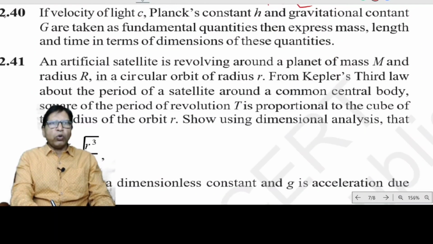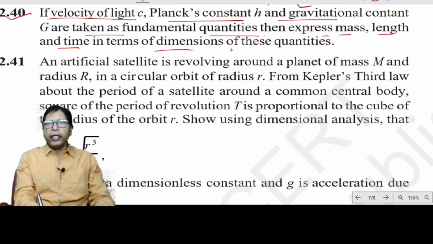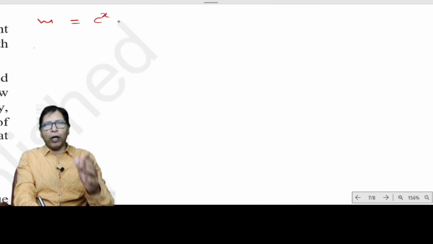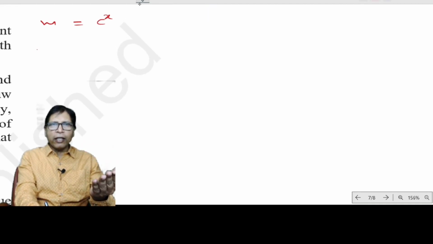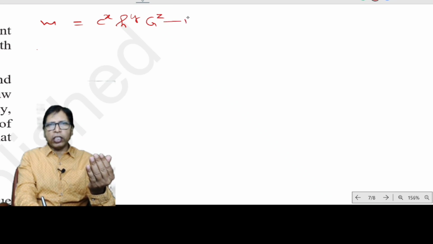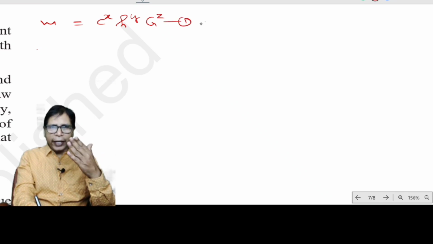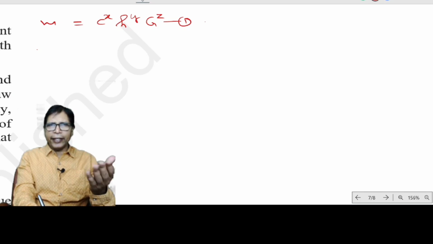Okay. Now 2.40. If the velocity of light c, Planck's constant h, and gravitational constant G are taken as fundamental quantities, then express the mass, length and time in terms of these quantities. Now mass can be expressed in terms of velocity of light, Planck's constant, and gravitational constant capital G. This is equation number 1. Now put the dimensions of M, C, H and G.